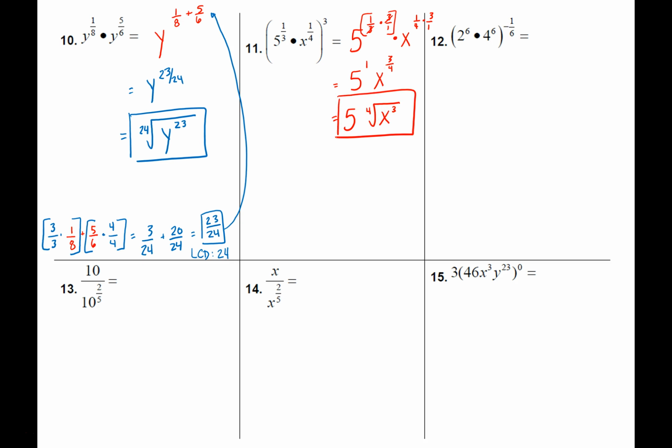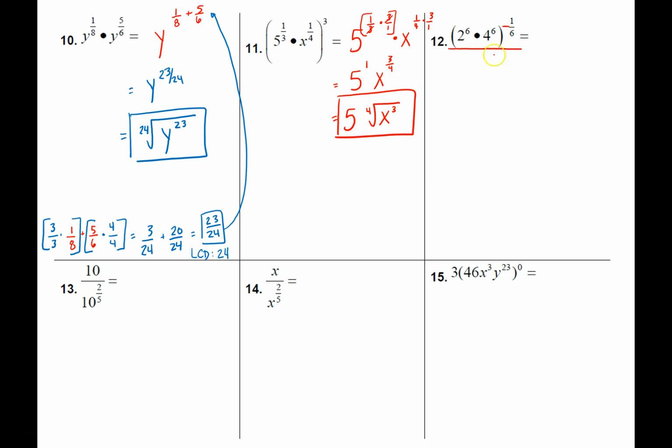Now, looking at this next one, I see a lot going on. I do see different bases, so I can't do much with the inside yet, but on the outside I see a negative exponent and I see a fractional exponent. So we're going to have to do some flipping, and we're going to have to do some distributing, and then we're going to have to do some radicaling. So let's flip it first.